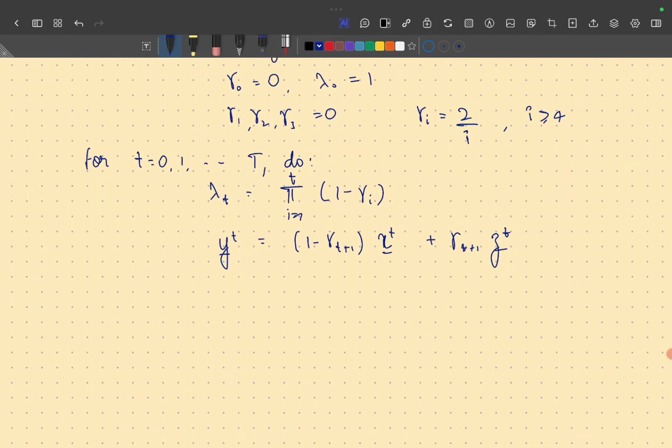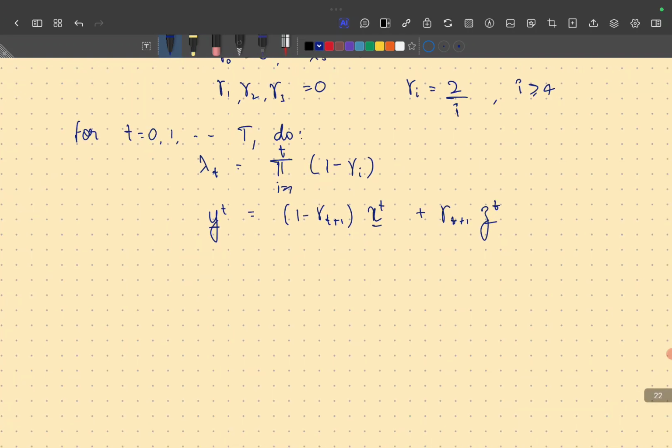So now I have two quantities zt and xt. I'm going to get xt plus 1 by a standard gradient descent step. In other words, I'm going to run standard gradient descent to get xt plus 1, but I'm going to do mirror descent to get zt plus 1.